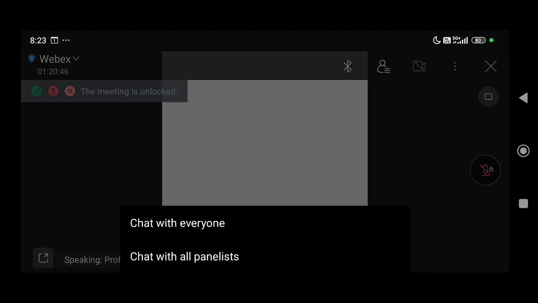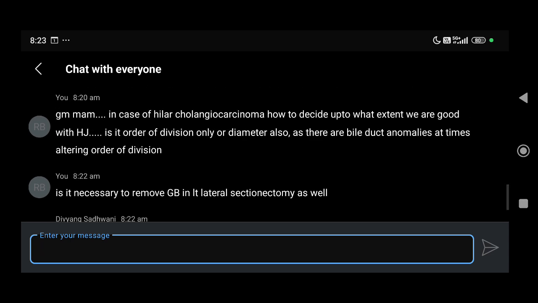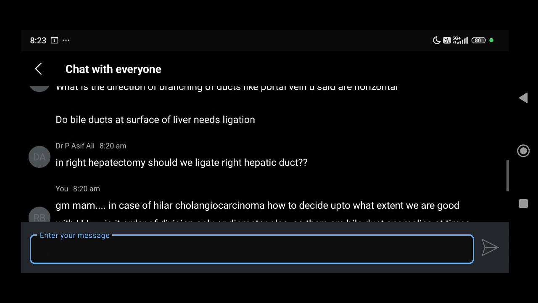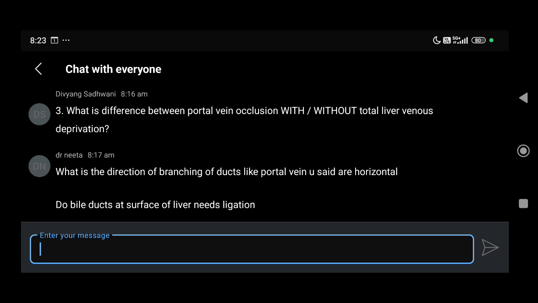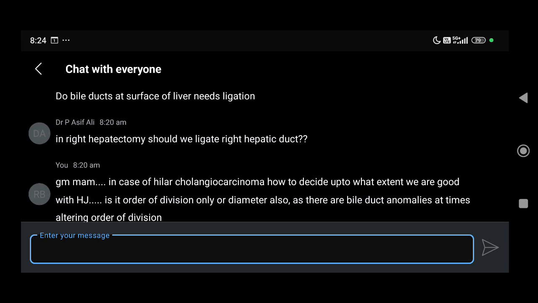There's no issue. Dr. Neeta is asking, you told about the plane of the portal vein and the duct being horizontal. Can you please repeat that for her benefit? Once you start the liver transection, you will see that there are vessels which traverse horizontally. Those are usually the portal vein branches and small biliary ducts. Even if you do a complete Pringle maneuver, you will see that the bleeding never stops, because of these cross channels. In the transection plane, whatever comes horizontally are either biliary ducts or portal vein branches.